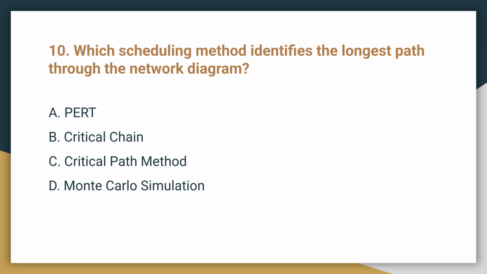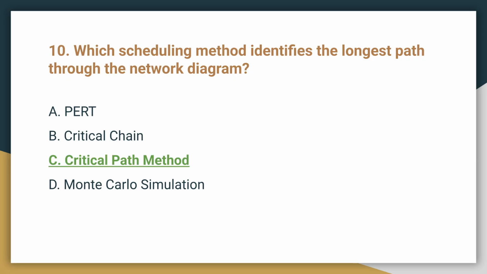Question 10. Which scheduling method identifies the longest path through the network diagram? The correct answer is C, critical path method. CPM determines the longest sequence of tasks, which dictates the project's minimum duration.